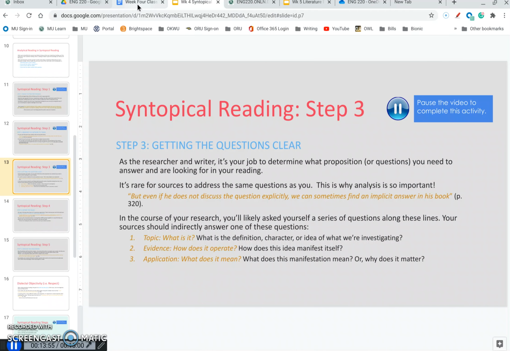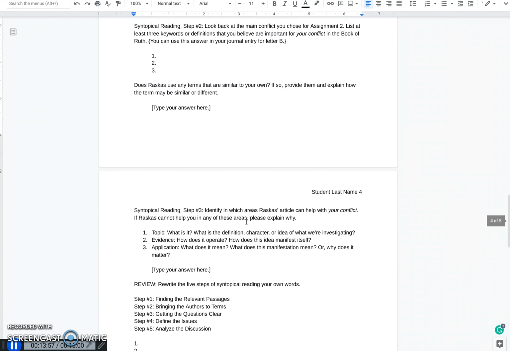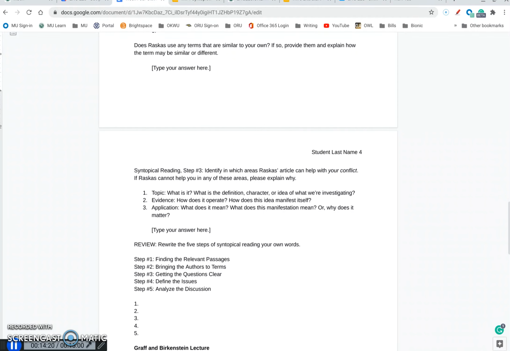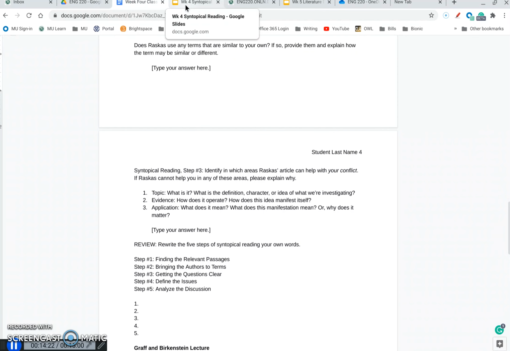Go ahead and go to the worksheet, and look at Raskas's article and see if her article can help you with any one of these three areas with your conflict. It's possible for some of you that her article won't help you at all. If that's the case, that is okay. Just explain down here how you arrived at that conclusion. All right, so pause the video, complete this, and come back.